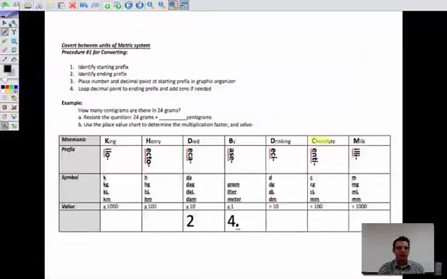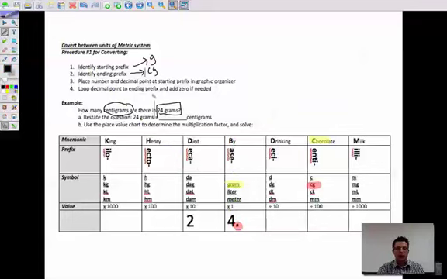So let's begin. Identify the starting unit. How many centigrams are there in 24 grams? So our starting unit is grams. Identify the ending unit. How many centigrams? So our ending unit is centigrams. Place the number and decimal point at the starting prefix in the graphic organizer. This is already done for us. 24. And look at our decimal point. It's at the base value.